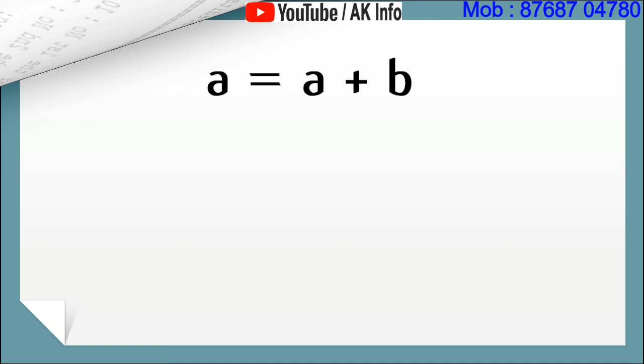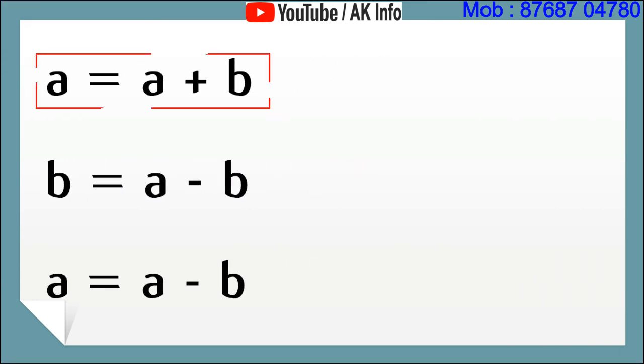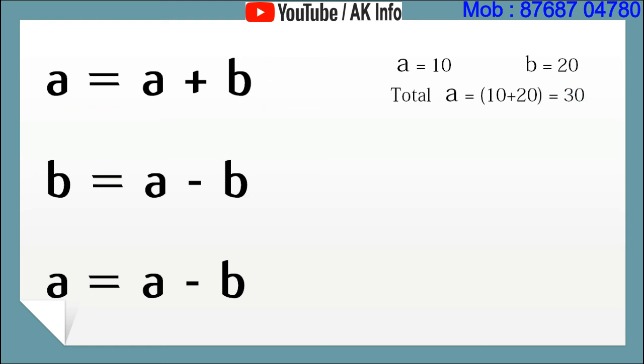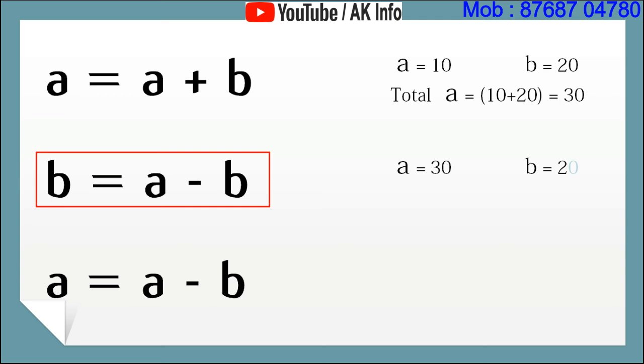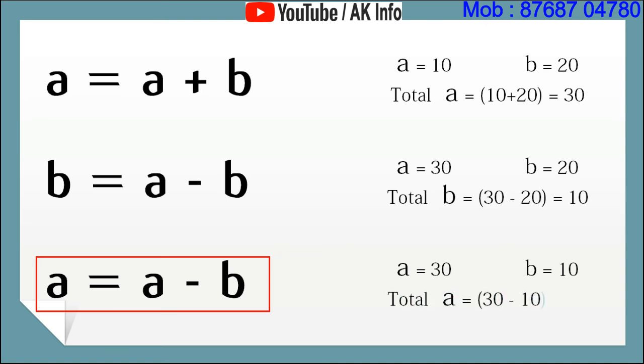Now let's understand how it works. So let's see what a equal to a plus b is. Here a equal to 10 and b equal to 20, total 30. That means now a equal to 30. Next, what is b equal to a minus b? Here a equal to 30 as per the previous result and b equal to 20. Now the result is 10. That means now b equal to 10. Next, what is a equal to a minus b? As per the previous result, a equal to 30 and b equal to 10. Now the result is 20. That means now a equal to 20. Now you can see our values are swapped.